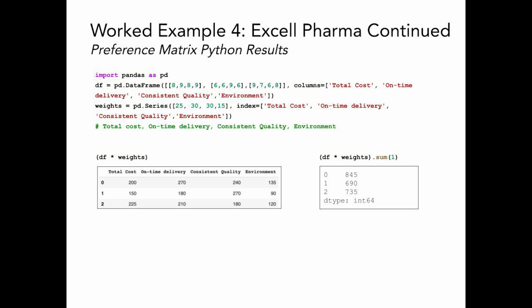Utilizing Python, we import the Pandas library to structure our data efficiently. We create a data frame, inputting scores for criteria such as total cost, on-time delivery, consistent quality, and environmental impact across our suppliers, Belfast, Hong Kong, and Shreveport. Each criterion is weighted according to its importance in our overall strategy, ensuring a comprehensive evaluation. The final analysis yields total weighted scores for each supplier, guiding us towards the most advantageous partnership.